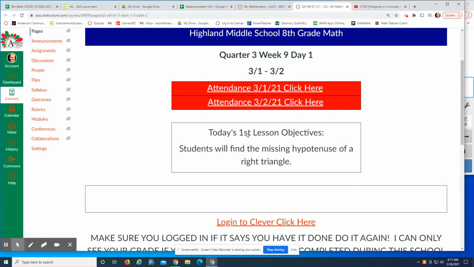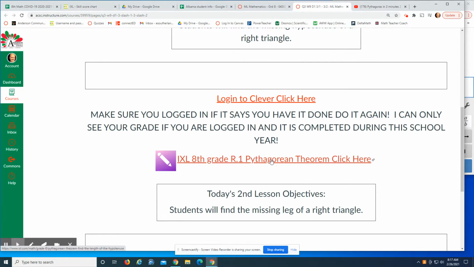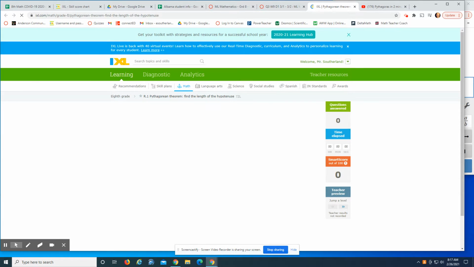The first thing you're going to do is log in through Clever and go to IXL. You'll want to make sure that your name is up here in the right-hand corner.